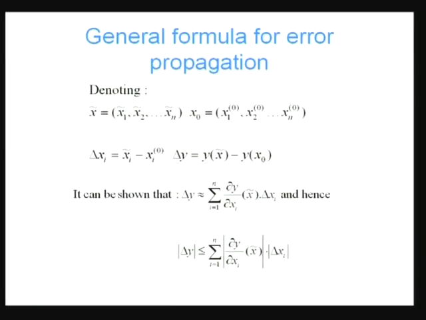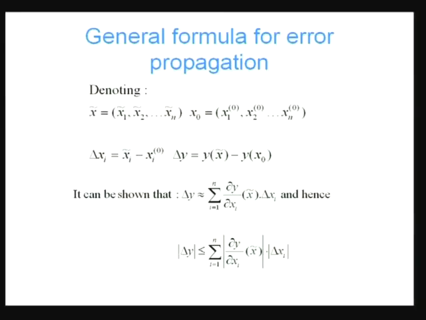So, we denote x tilde is equal to x1 tilde, x2 tilde through xn tilde, and x0 is equal to x10, x20 through xn0, and we denote delta xi is equal to xi tilde minus xi0, and delta y is equal to y of x tilde minus y of x0. That is the numerical solution, which is y of x tilde, minus the exact solution y of x0, which gives me my error in y.